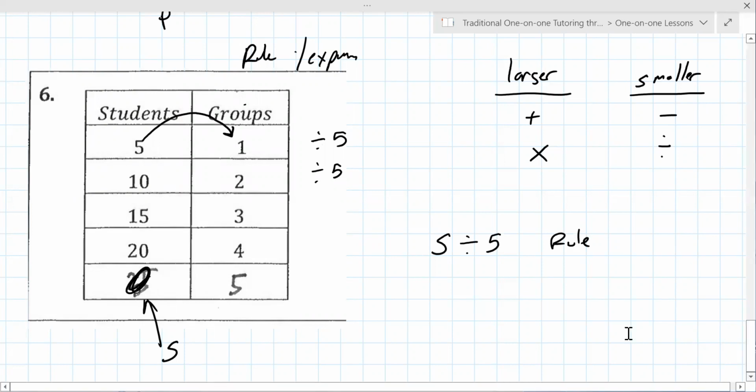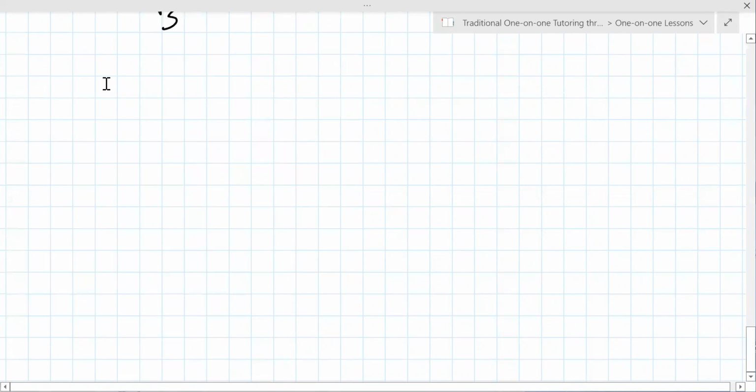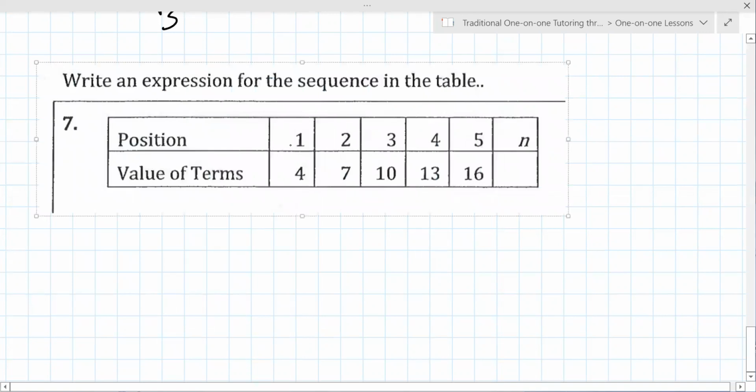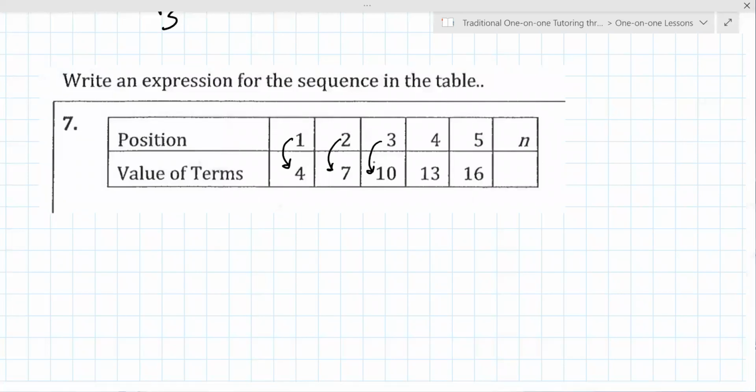Let's see here. Here we go. Number 7. So when you go from 1 to 4, it's getting bigger. 2 to 7 getting bigger. 3 to 10 getting bigger, and so on. This is actually a more complicated one than we've looked at.